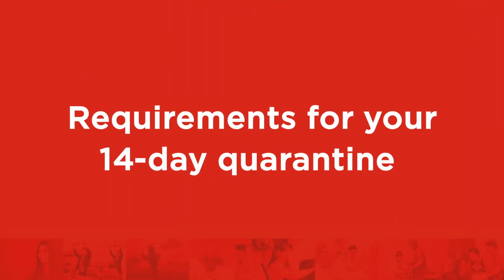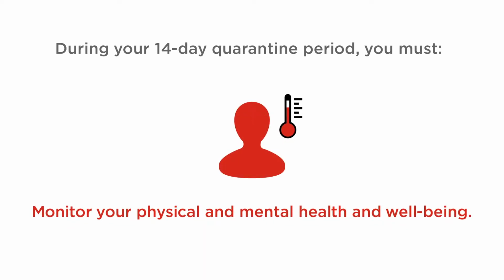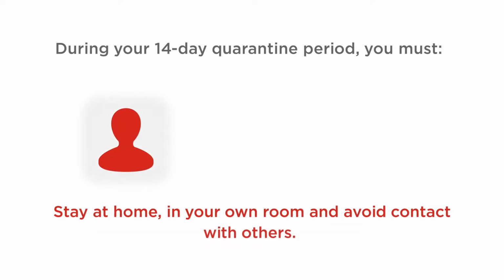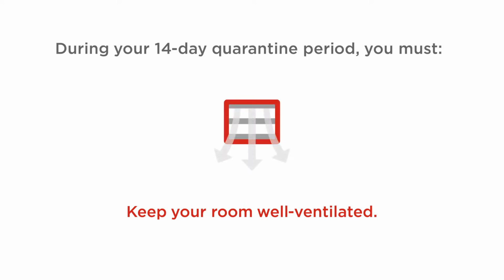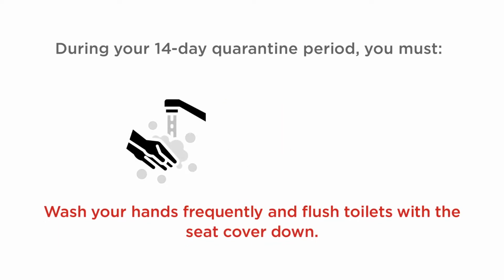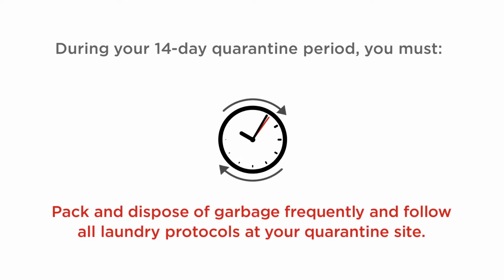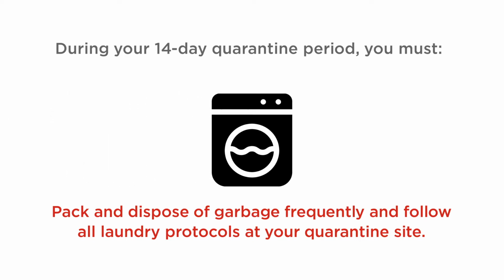Requirements for your 14-day quarantine. During your 14-day quarantine period, you must follow guidance provided by the Government of Canada, monitor your physical and mental health and well-being, complete and submit your daily check-in on the Seneca International Arrivals iSend app, stay at home in your own room and avoid contact with others, keep your room well ventilated, wash your hands frequently and flush toilets with the seat cover down. Pack and dispose of garbage frequently and follow all laundry protocols at your quarantine site.